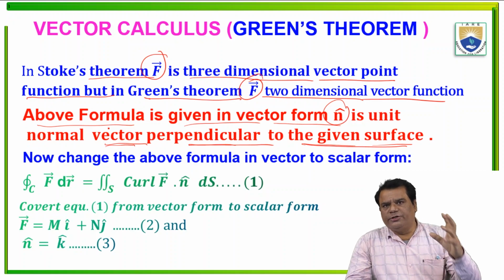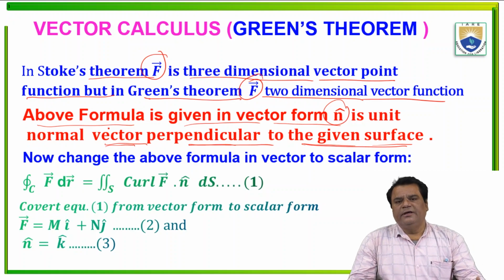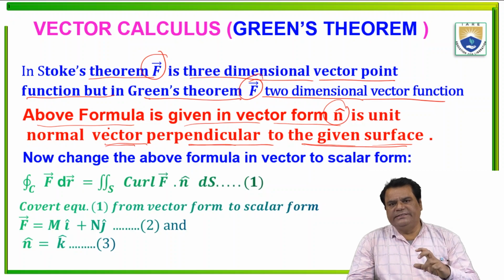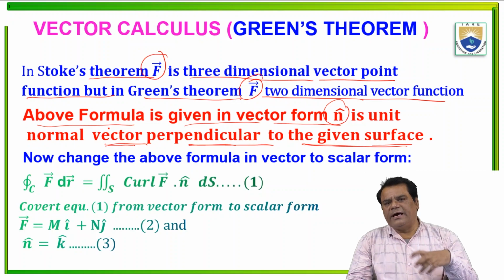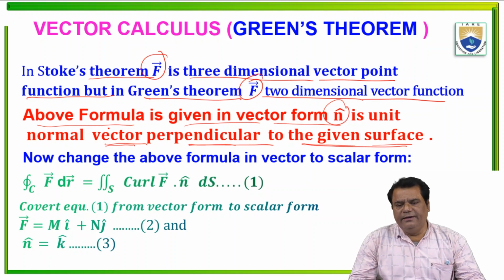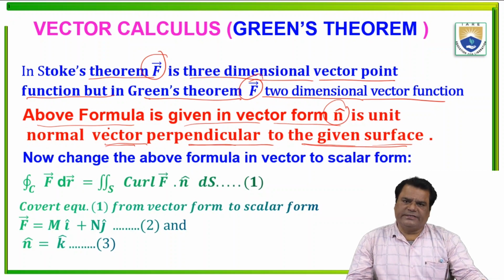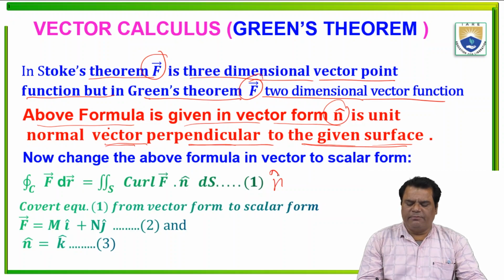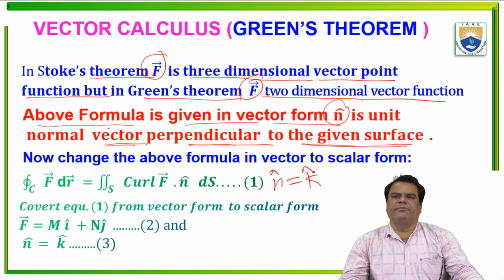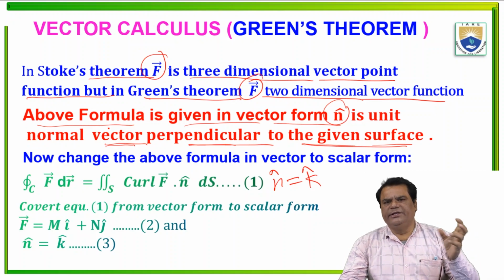Okay. In Stokes theorem, the direction of the unit normal vector n is cos alpha i cap plus cos beta j cap plus cos gamma k cap. But in Green's theorem, the direction of the unit normal vector n, which is perpendicular to the xy plane, is parallel to the z axis. Parallel to the z axis means parallel to the k vector. So the unit normal vector n equals the unit vector k. This is the main change between Stokes theorem and Green's theorem.